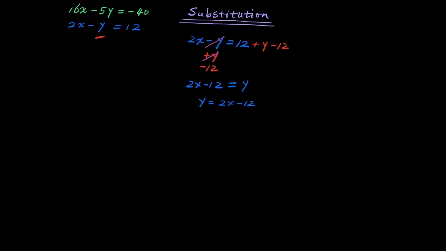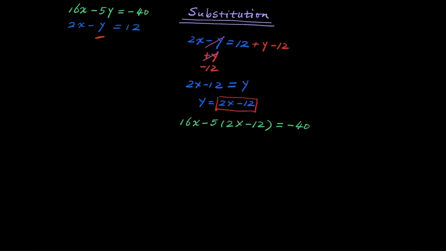Now we have an expression for y. The next step is to take this entire expression and substitute it into equation 1 wherever we see y. In the first equation, we have 16x minus 5y. So now we take this expression and replace y with 2x minus 12, and it equals negative 40. Now we have a single equation with only one variable, x.